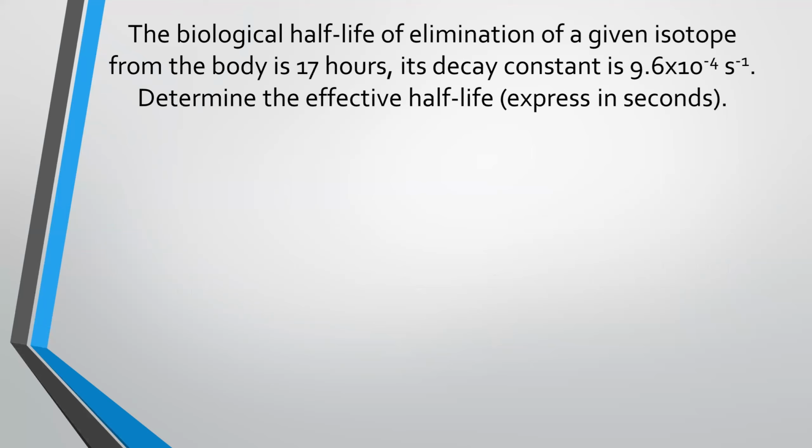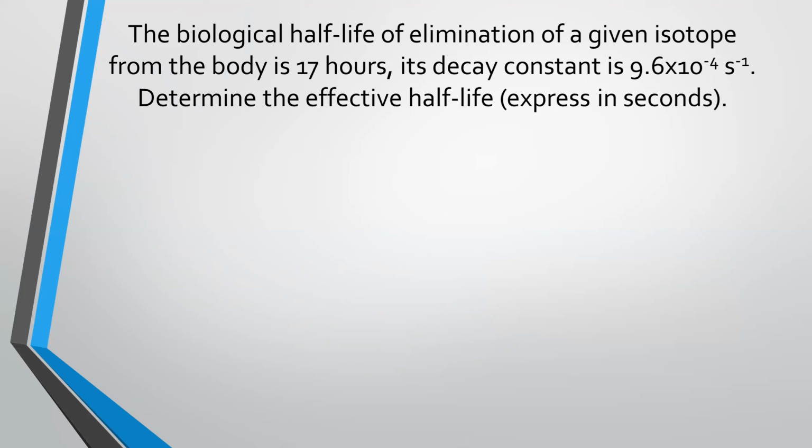So here we have a question. Biological half-life is 17 hours. Decay constant is 9.6 times 10 to the power minus 4 per second. Second to the power of minus 1 can also be called per second, so don't get confused by that. And determine the effective half-life in terms of second.